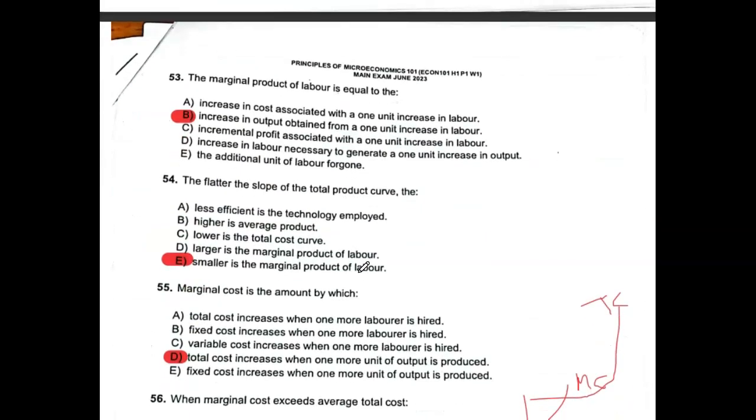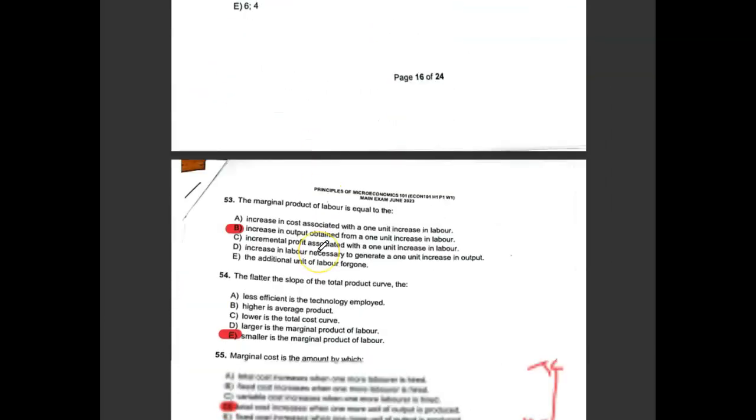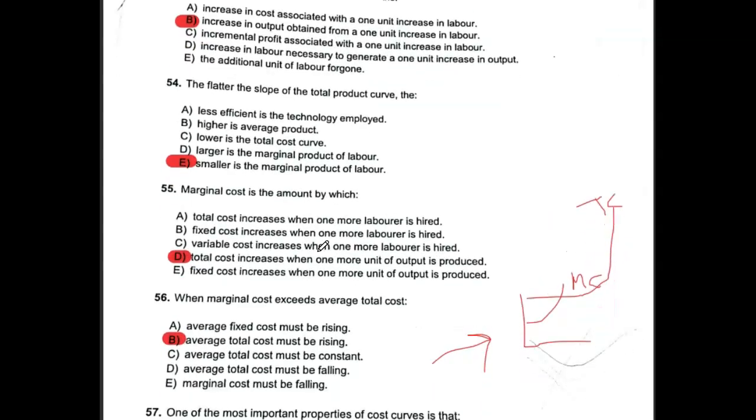What is the marginal product of labor equal to? The marginal product of labor is the increase in output obtained from 1 unit of increase in labor. Same thing we said, for 1 unit increase of labor you add, what more output do you have. So yeah, that's basically the definition.